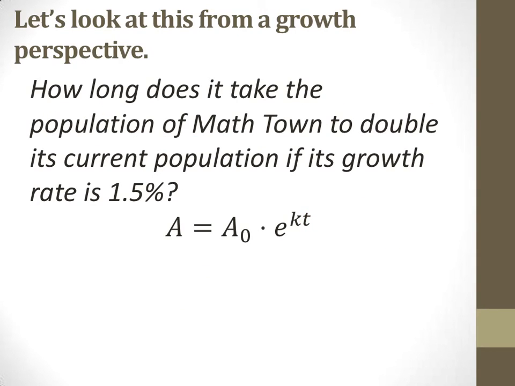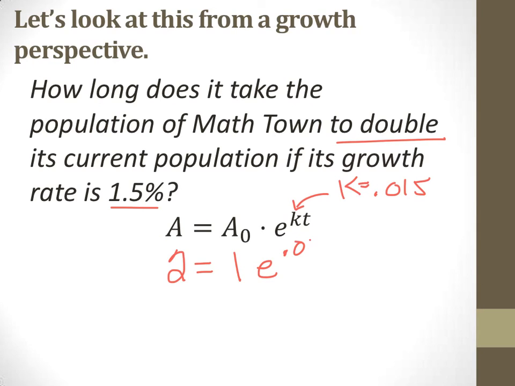Now let's look at this from a growth perspective. What if instead of decay, which was the last two, now you have growth? That means our rate here is going to be positive. They give us 1.5%, so we get k is positive 0.015. And they want to double its current population. So we don't know what its current population is, but whatever it is, we're going to double it. E to the 0.015, and again, solving for the t.